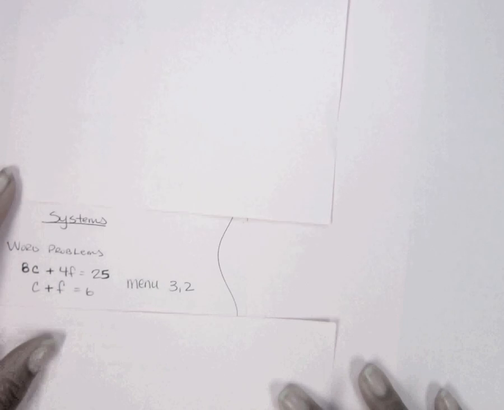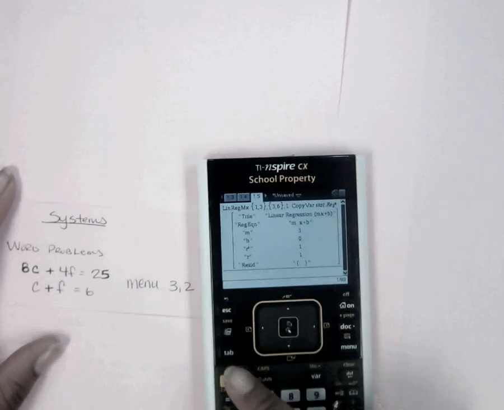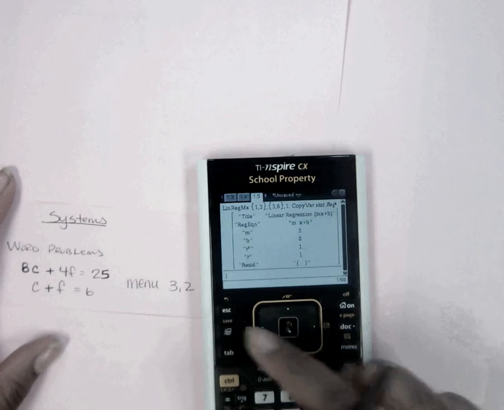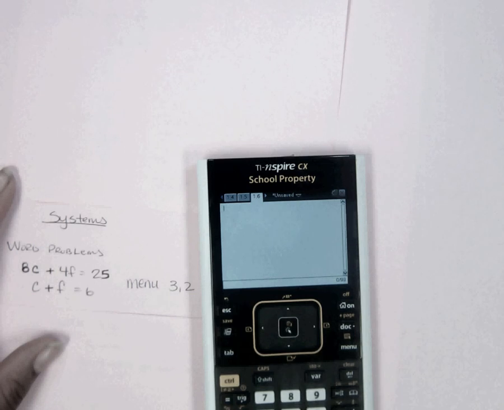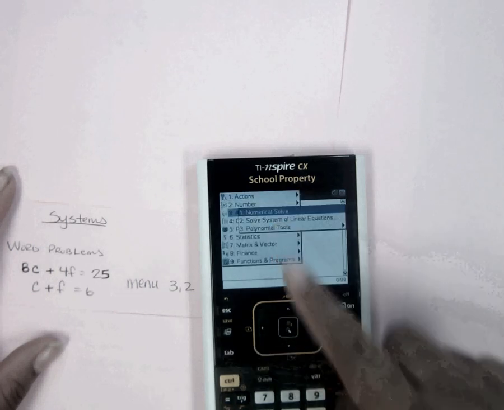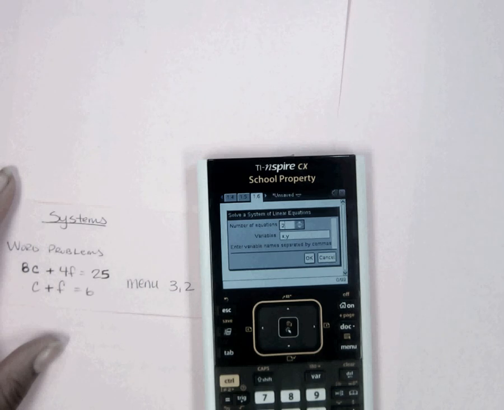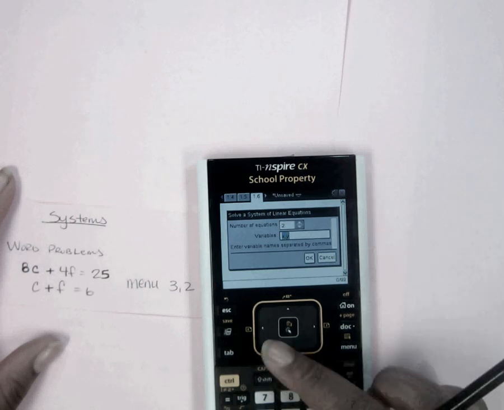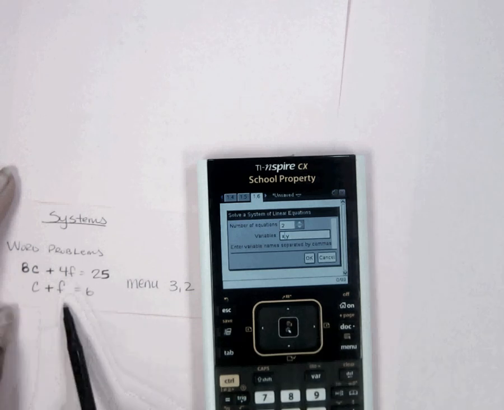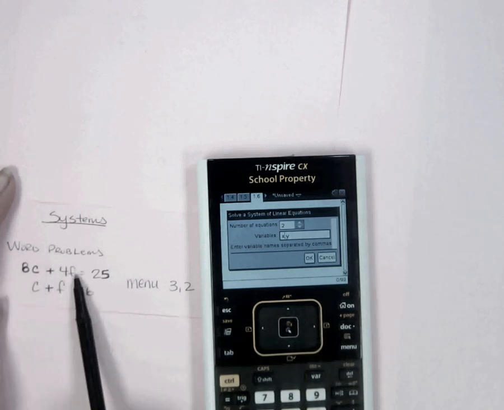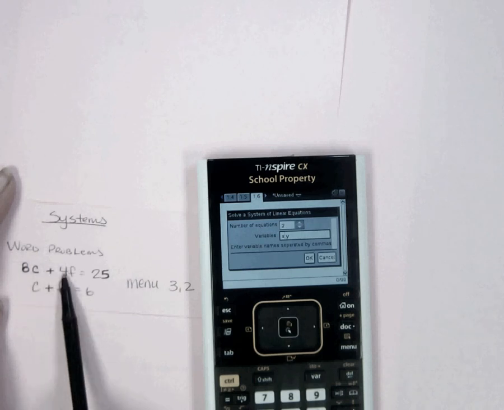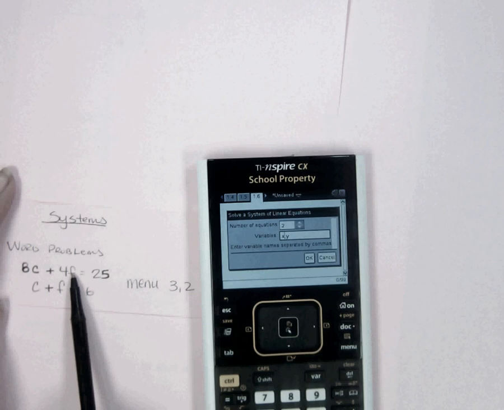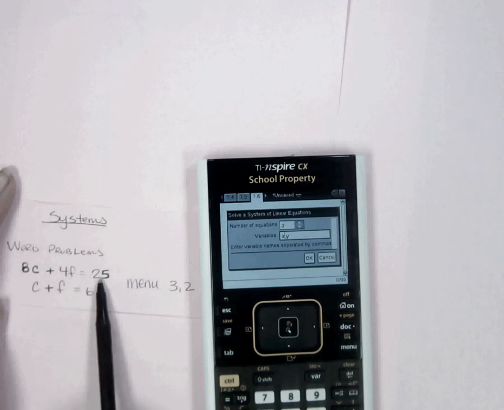Okay, systems. Remember menu 3-2? Control doc. Okay, control doc. Add a calculator. Menu 3, system 2. Do you remember what to do with this? I'm going to change my letters to match the problem. So what kind of problem is this? We have cookies and we have fries. And I'm going to charge $8 per cookie. These are some big cookies. And I'm going to charge $4 for each package of fries. And I know I'm going to make a total of $25.